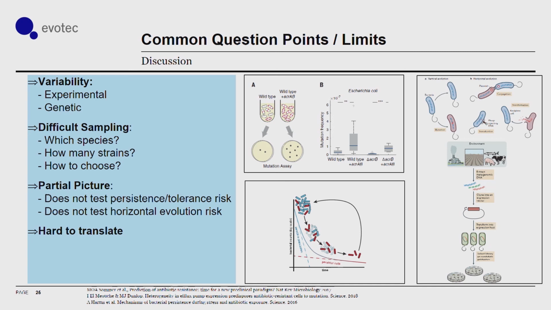It's difficult to sample which species, how many strains, how to choose also the challenge that you will do. You'd have to do it 4 times the MIC, 8 times the MIC, more. All of that is complicated. This only gives you a partial picture of the chromosomal mutation that we alluded to. And so you're not touching on persistence, tolerance, risks. You do not test, obviously, for horizontal gene transfer. And regardless of the experiment that you performed, it's always hard to translate a single experiment. It's hard to translate the sum of all experiments, really.